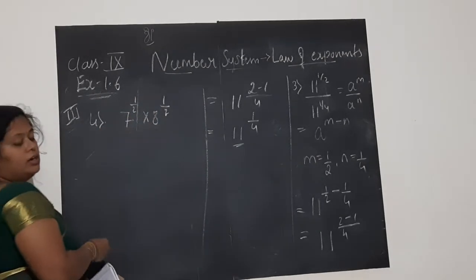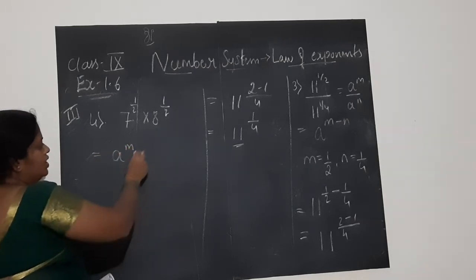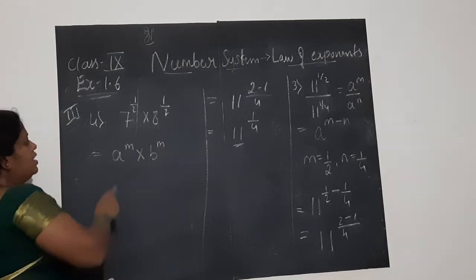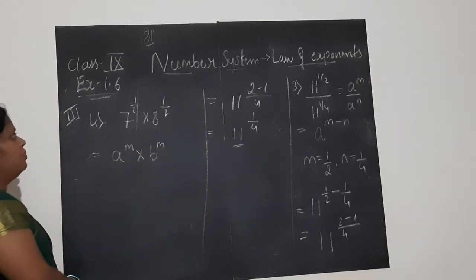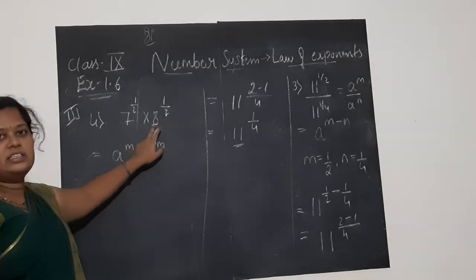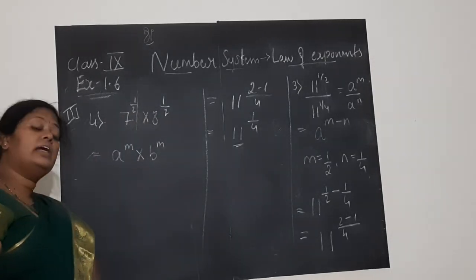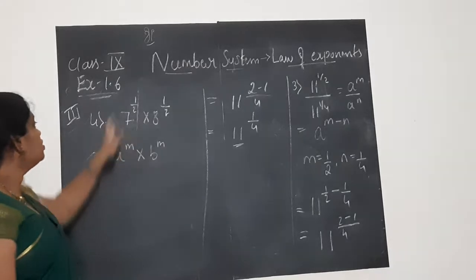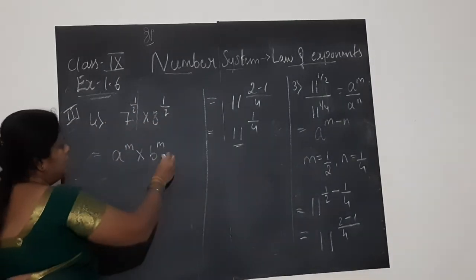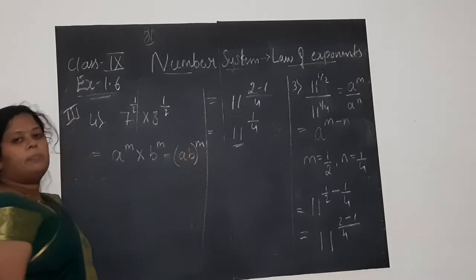Which law can you apply? It is like a to the power m into b to the power m. Correct? A power m into b to the power m. See, a and b I am writing, because 7 is different and 8 is different. It is not 7 and 7 or 8 and 8. So a power m into b power m, the power m I am writing the same, because both the powers are half. It is simply the product of a into b whole to the power m.